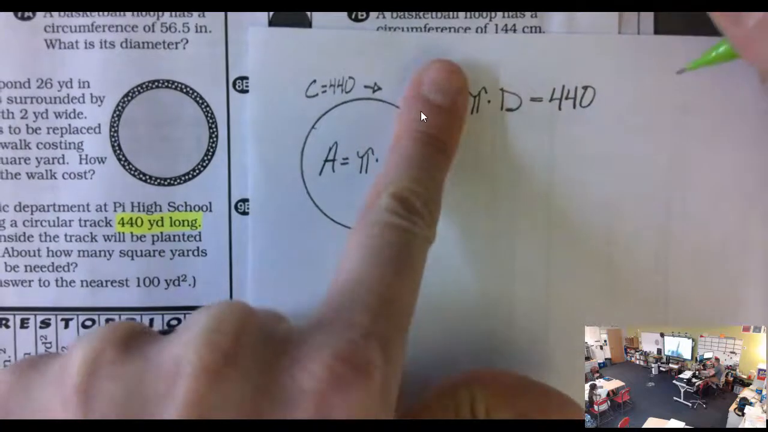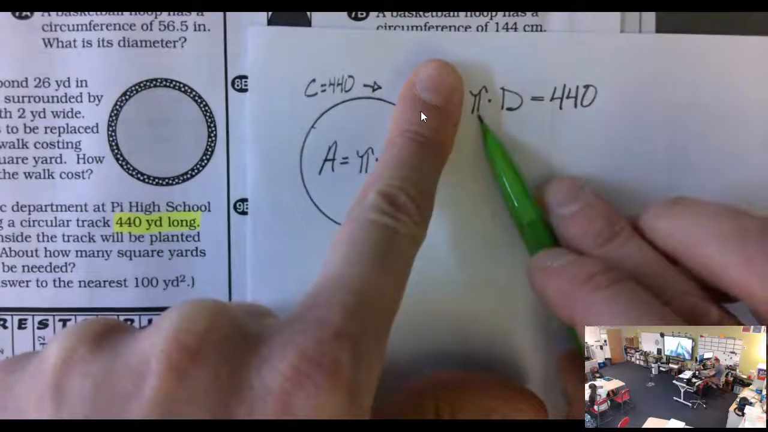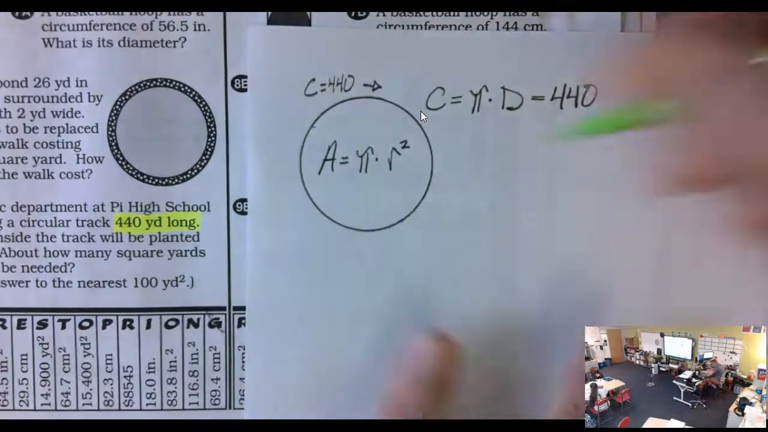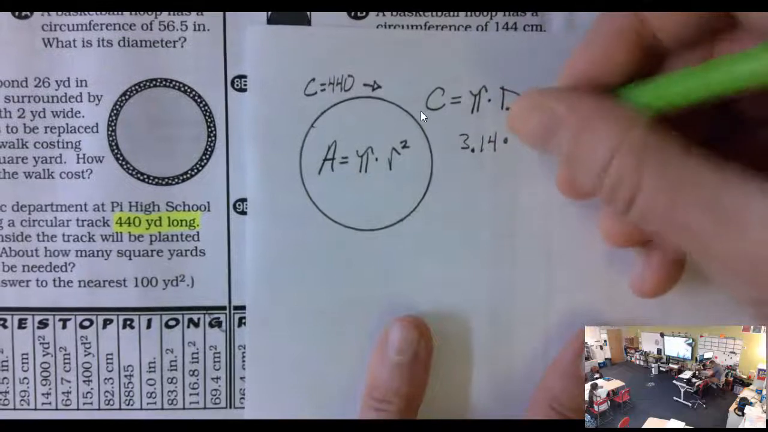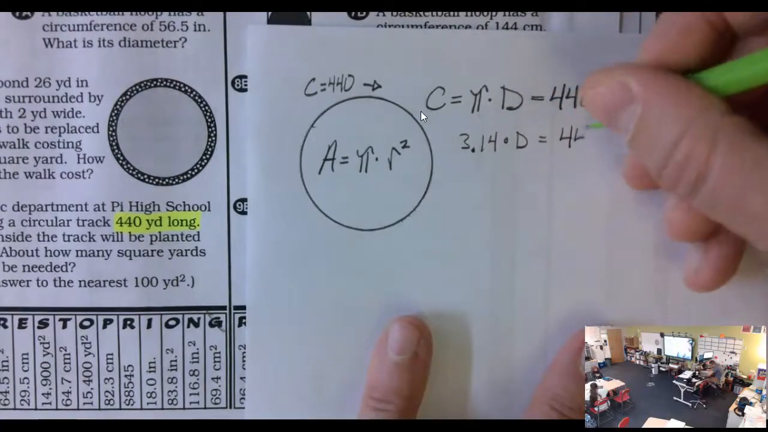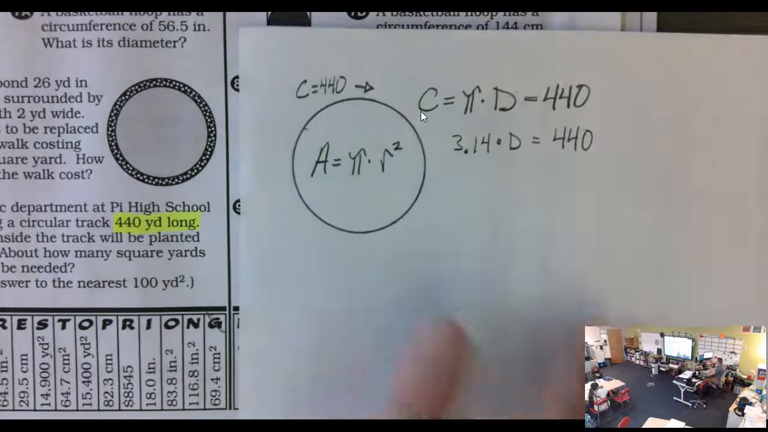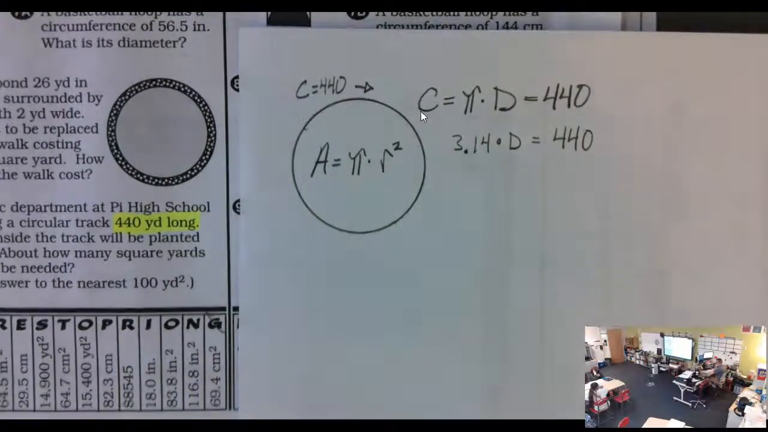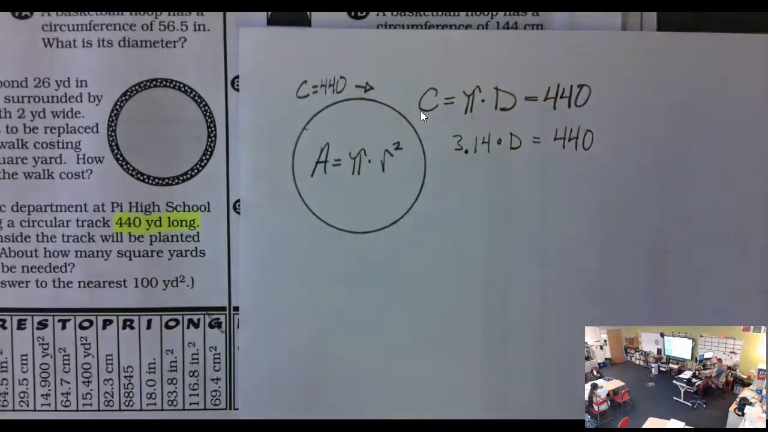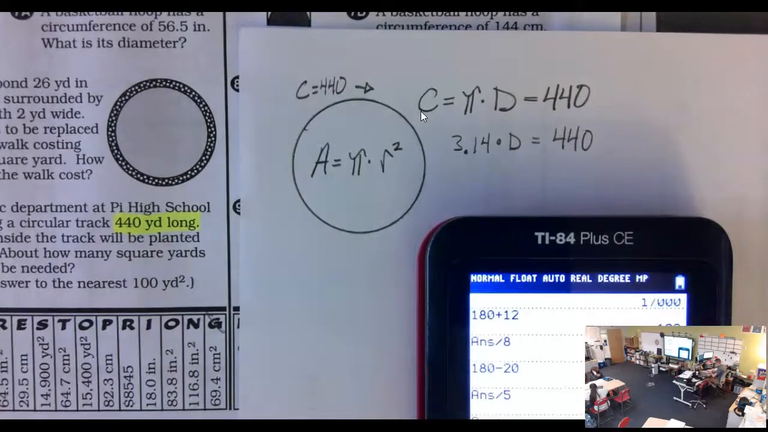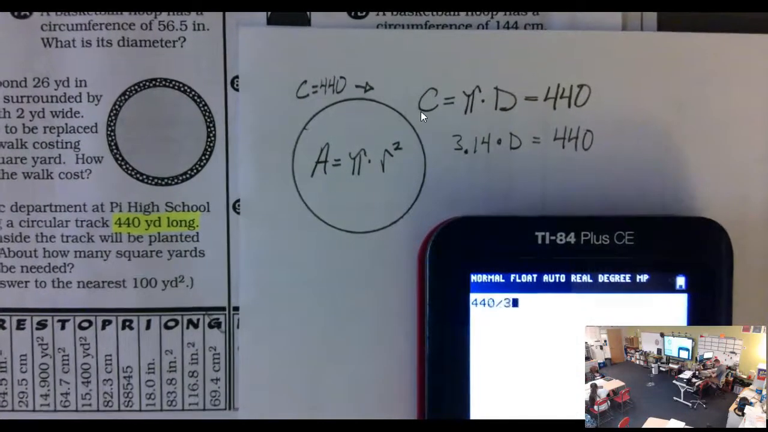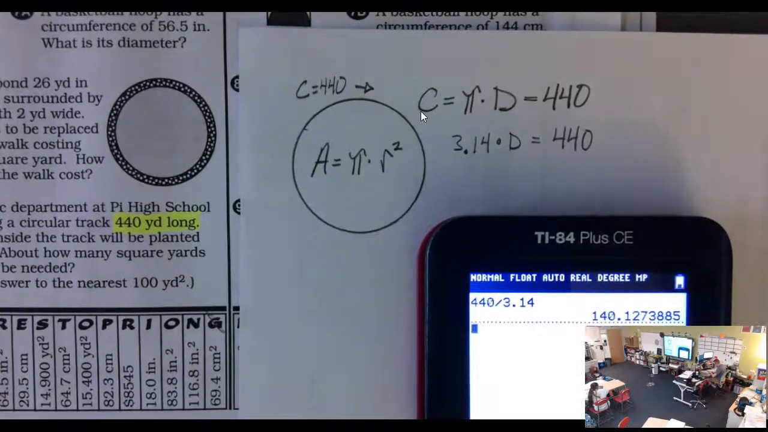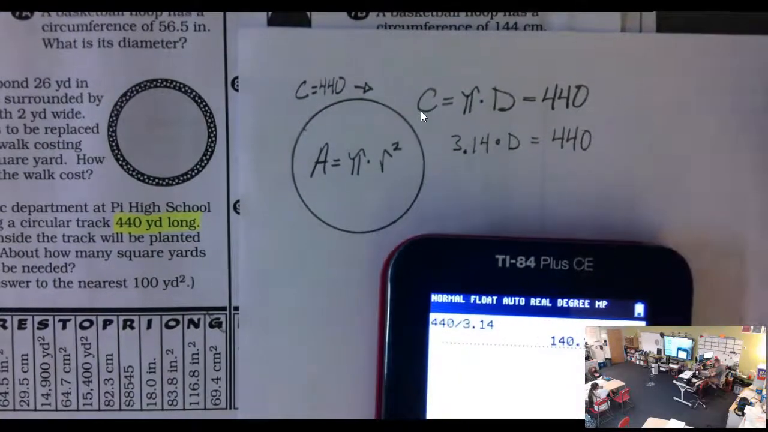So I could kind of cover up the c equals if that confuses you. What do we know pi is? 3.14. So this is really saying 3.14 times the diameter equals 440. So how could I get the diameter by itself? Divide. So I can do 440 divided by 3.14. You get 140 and then a really bad decimal. So 140.13 if we just want to hang on to the hundredths place right now.